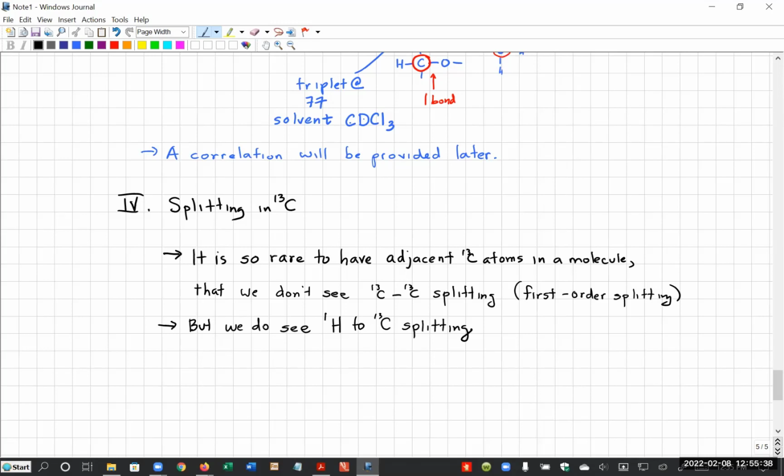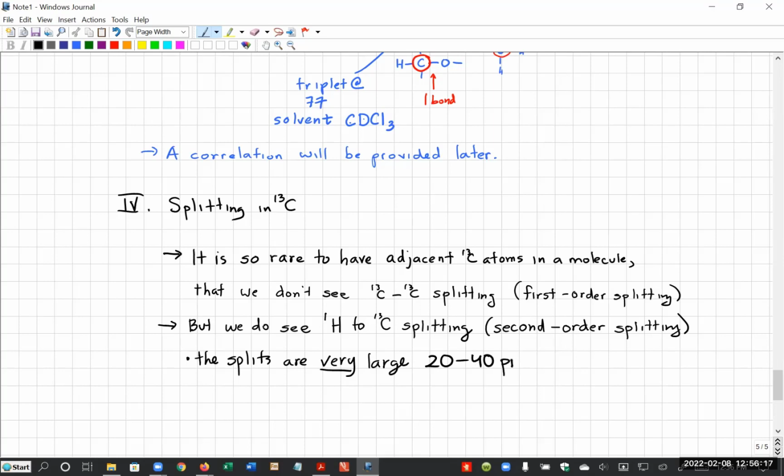But we do see hydrogen-1 to C13 splitting. This is called second order splitting because it's two different nuclei. Now, there's a couple things you need to know about that. First of all, the splits are very large. They're so big that they are like 20 to 40 ppm.